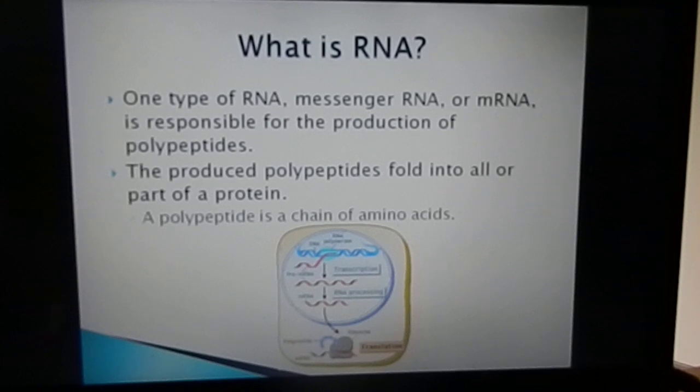Now, what is a polypeptide? It is a chain of amino acids. So basically, you get these chains of amino acids that form polypeptides, and those form proteins, and proteins are necessary for everything. You know, they make your hair, your nails, stuff like that. Everything.